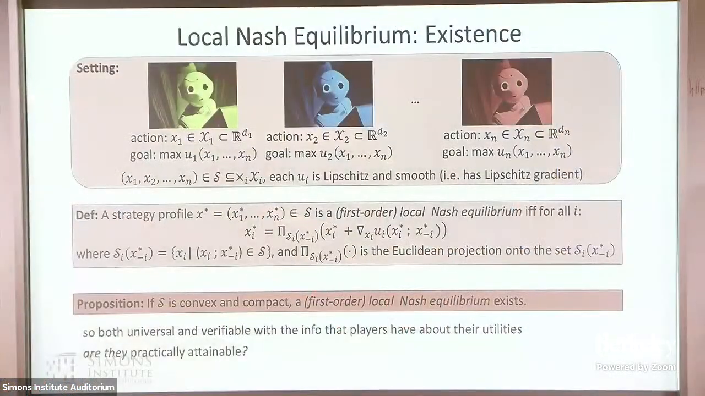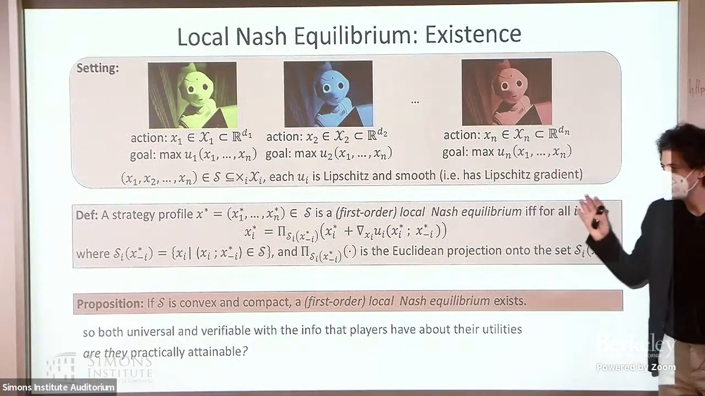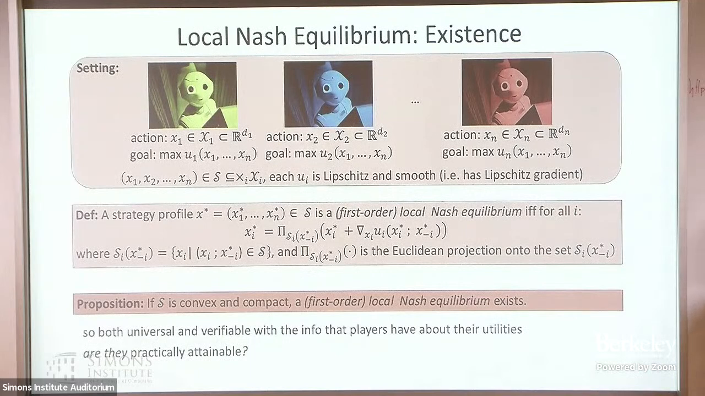Cool. Are they practically attainable? This is the next question. So these are reasonable, and they always exist. Reasonable and universal, verifiable with the information people have. Are they practically attainable?